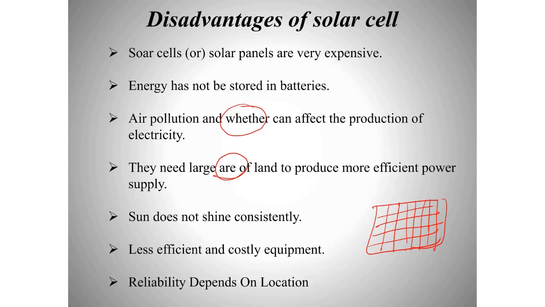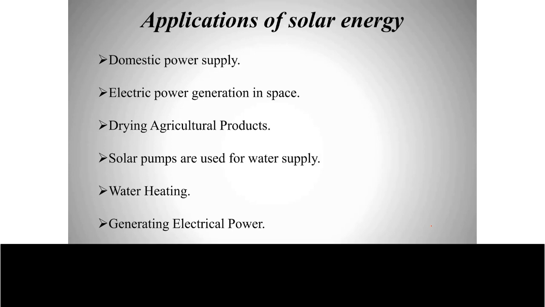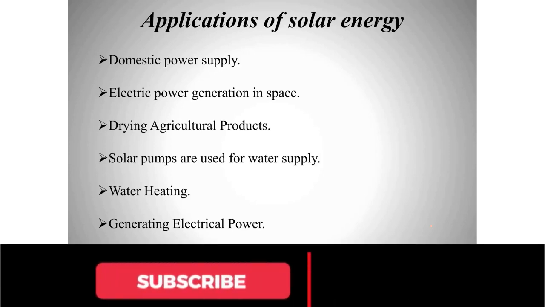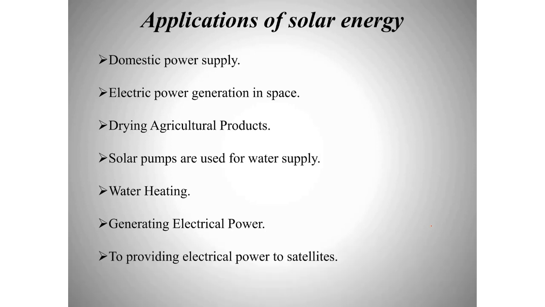So these are the disadvantages of solar cells. Now we'll finally go through the applications of solar energy. It can be applied for domestic power supply, for electric power generation in space, for drying agricultural products, solar pumps are used for water supply, for water heating, generating electric power, and to provide electrical power to satellites. So these are most of the important applications of solar energy.